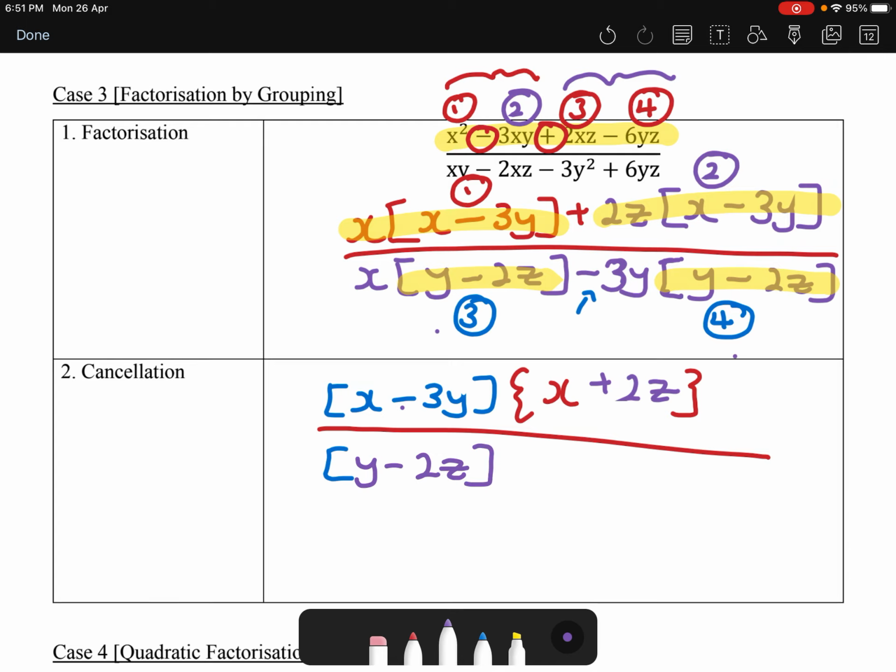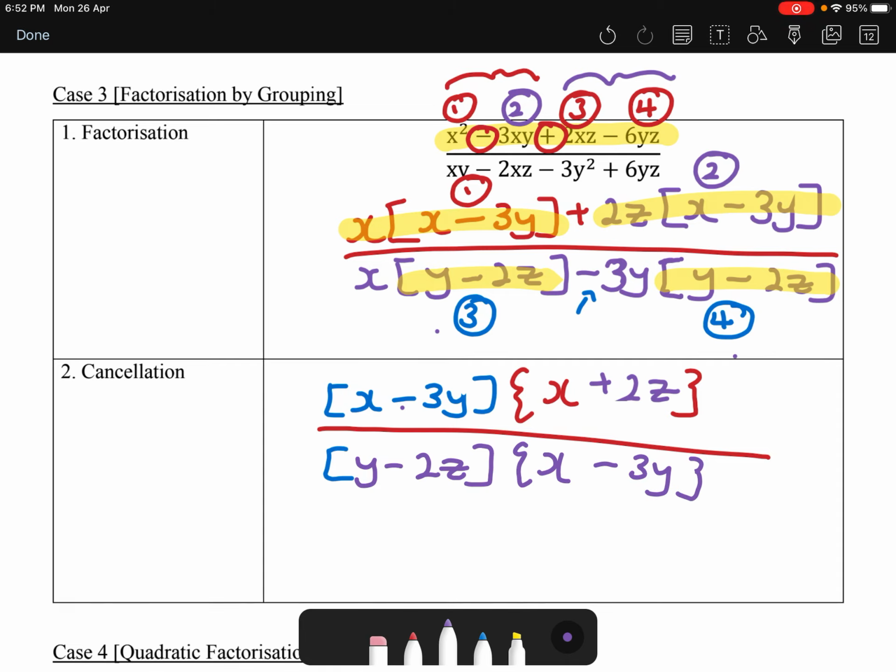Let's take a look at the third term. Third term is x bracket y minus 2z. After taking out the bracket, what is left is only x, right? Now let's move on to the fourth term. Fourth term, minus 3y bracket y minus 2z. I take out the bracket already, so what is left is only minus 3y. Hence I have factorized fully the top and the bottom.